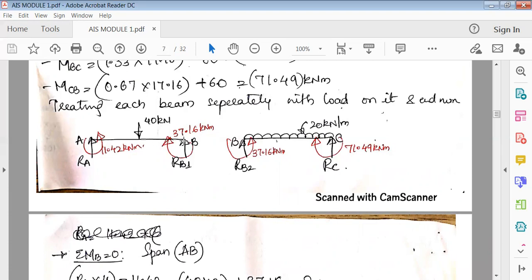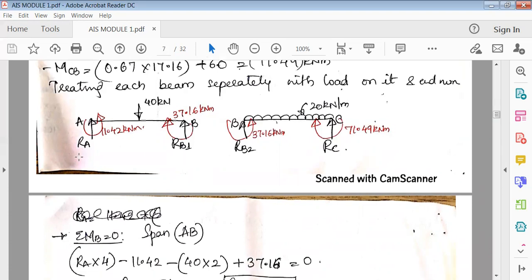So MB is 0. As usual, go on solving this now. Moment about B is equal to 0. On the left side, clockwise is positive and anti-clockwise is negative. RA is going clockwise, so clockwise is RA into distance 4.